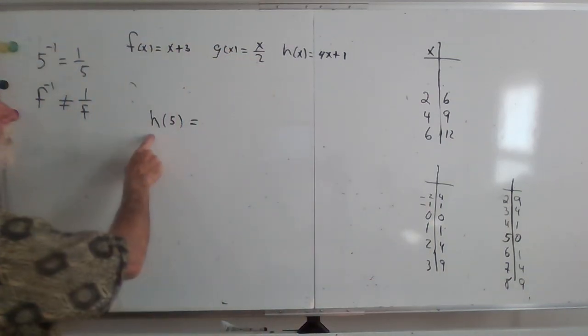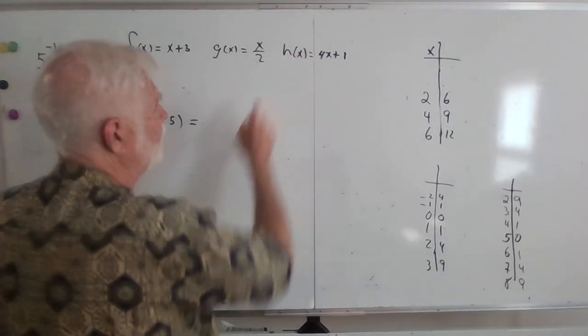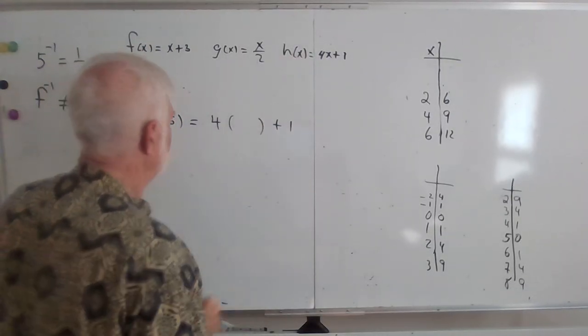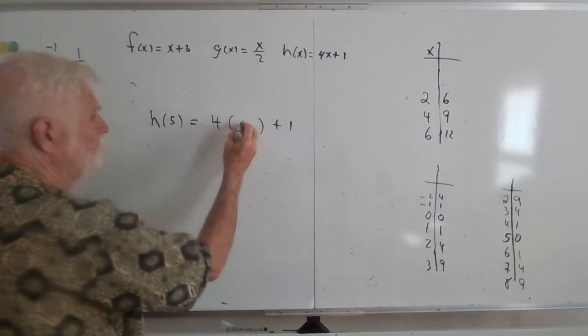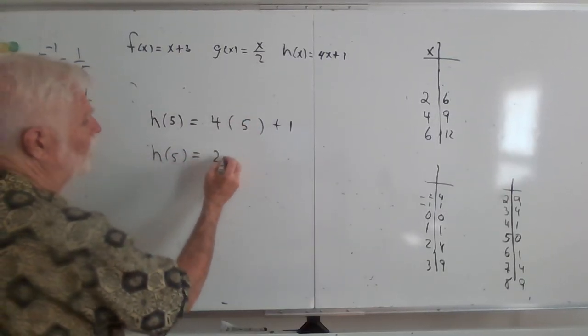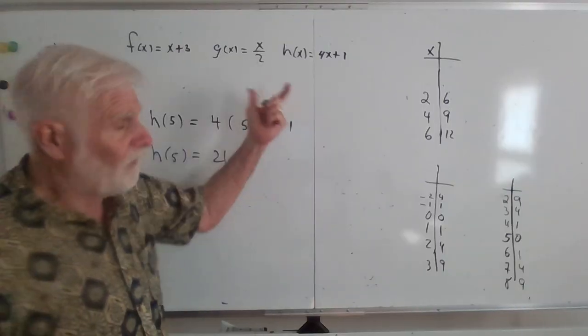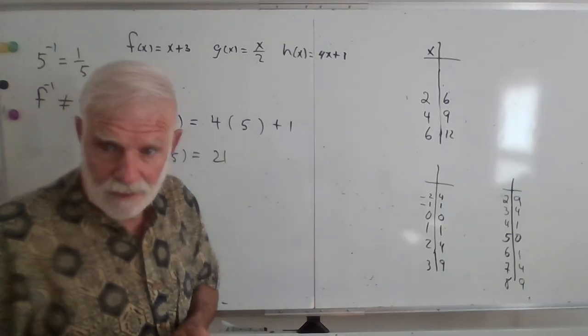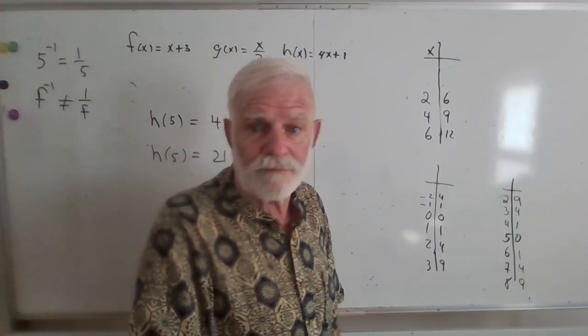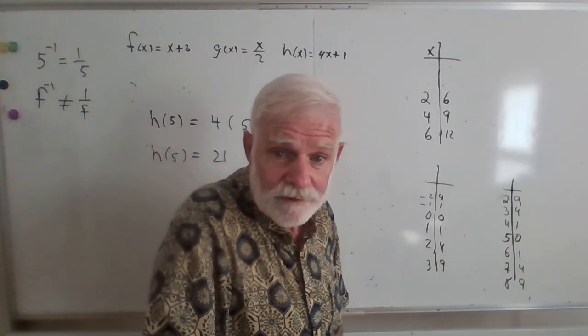I'm looking at the h calculation. What am I doing in the h calculation? I'm multiplying something times 4 plus 1. It's 5. Looks like h of 5 is equal to 21. That's called functional notation. Well, we've been using these operations called inverse operations to solve equations.